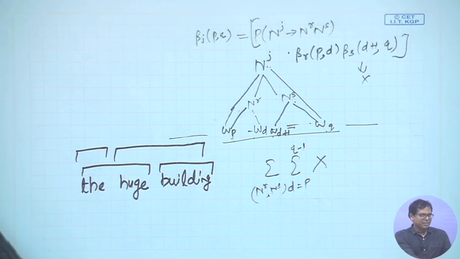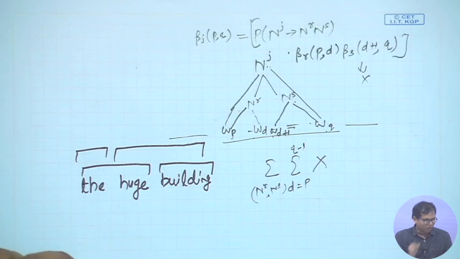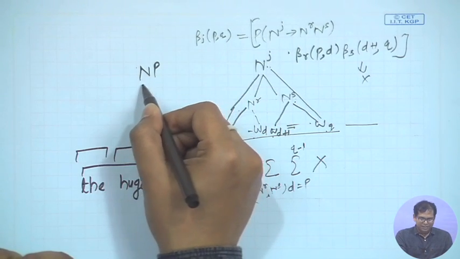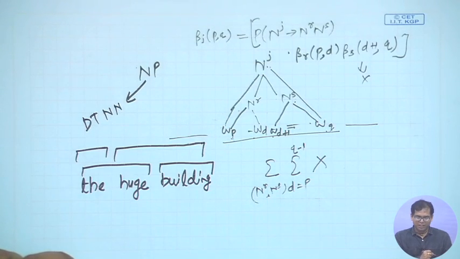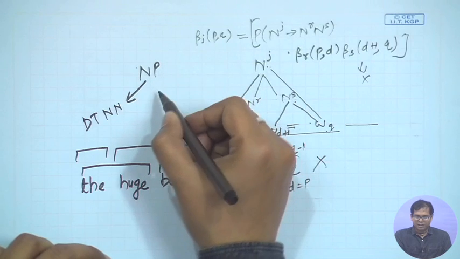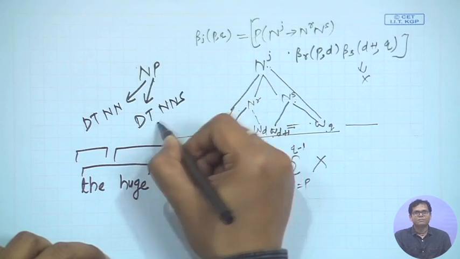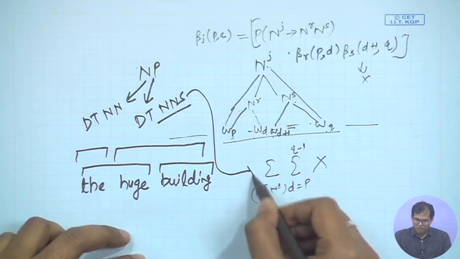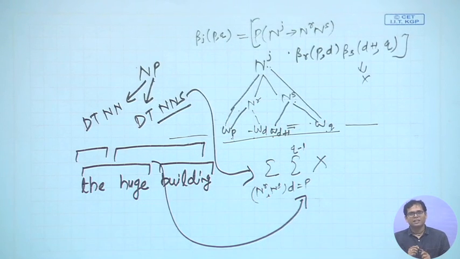And what do I mean by parameterization over all possible NR and NS? The particular non-terminal that derives this whole thing, suppose it is NP, can come via NP gives me DT NN, this is one possibility, or there can be another rule, NP gives me DT NNS, this is another possibility. So, this is the parameterization over all possible NR, NS, and this is over all possible D.